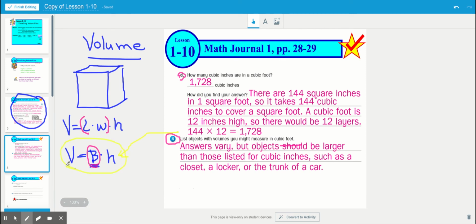Volume equals the area of the base times the height. But you could also take 12 times 12 times 12. It would still give you the same 1,728. Moving over to number 4, the objects. Well, we know the objects should be larger than the ones that we listed in cubic inches. So maybe like a closet, a locker, the trunk of a car. Those are all objects that would work out really well with cubic feet.